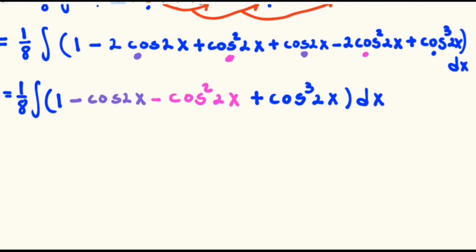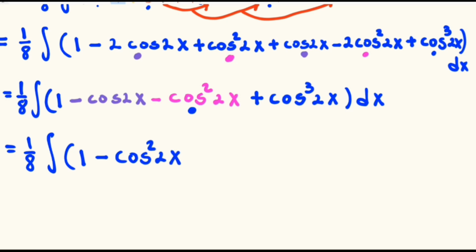From here we have 1 over 8 multiplied by the integral of, so we have the 1 minus that cos squared of 2x and the minus cos 2x plus the cos of 2x raised to the power 3 dx.